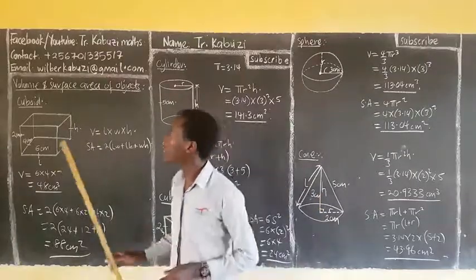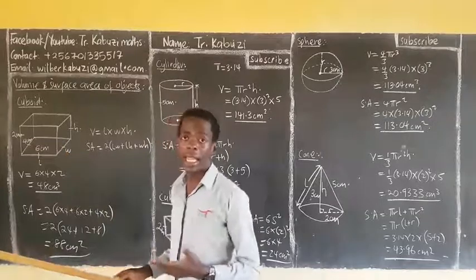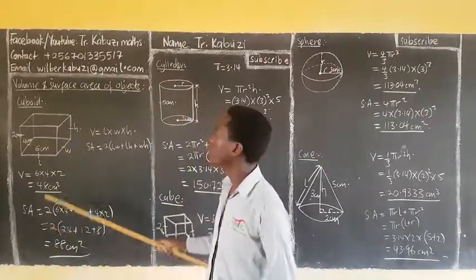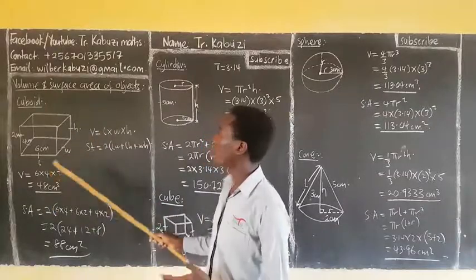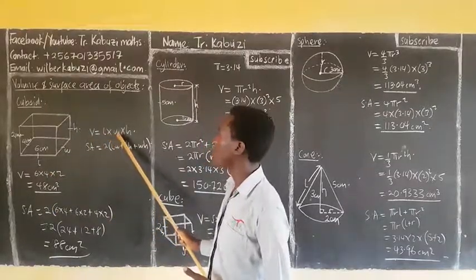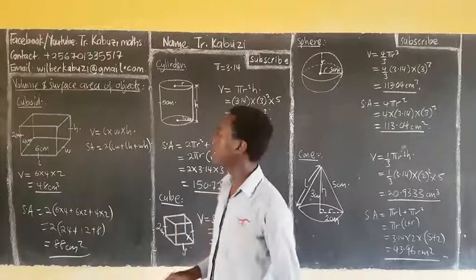So, to start with, the cuboid is like a box. So how do we get the volume? The box has the length, the width, and then the height. So, to get the volume, you get L times W times height. Then we get the surface area.